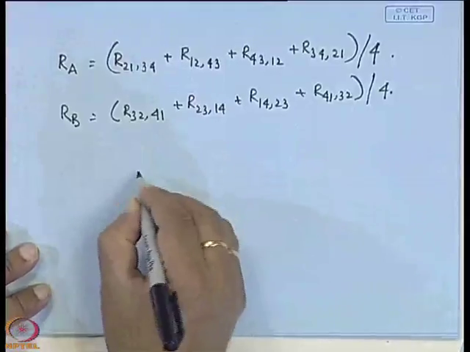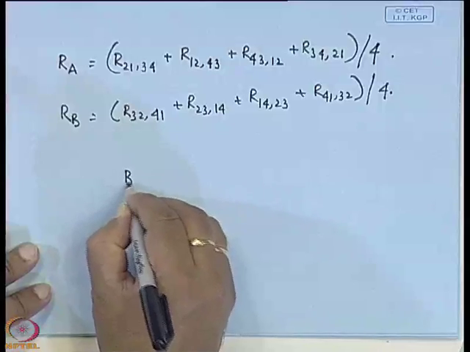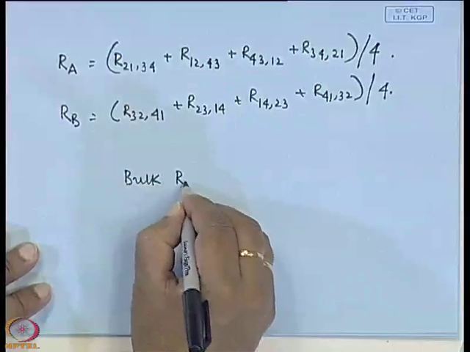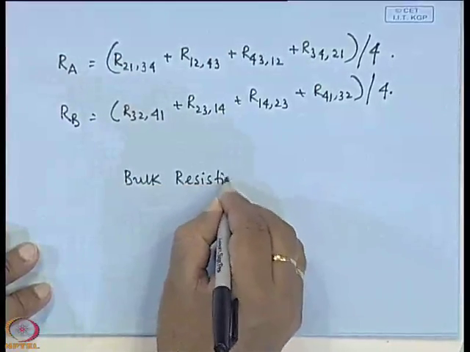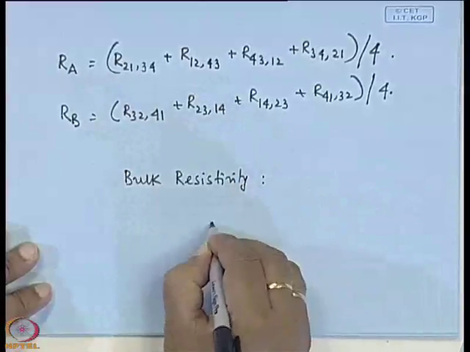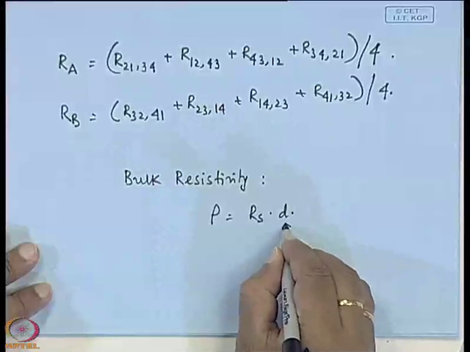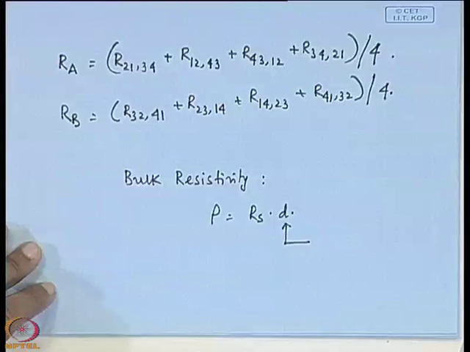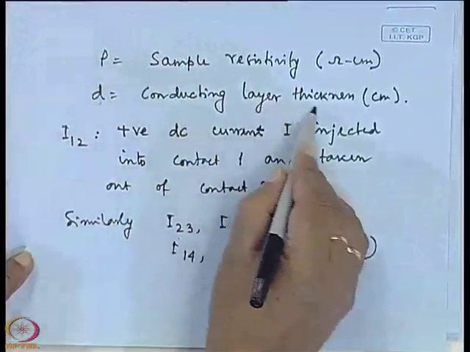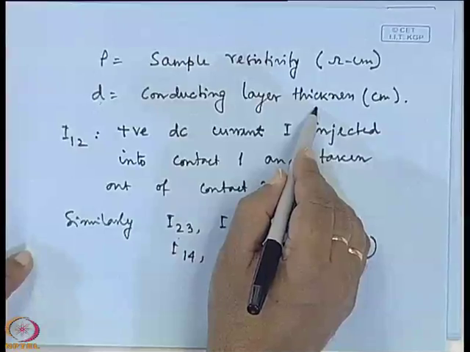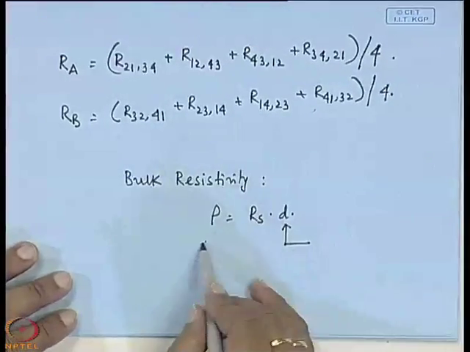Once you know Rs, the sheet resistance, then the bulk resistivity rho equals Rs into d. d is the thickness of the layer. You see that d is the conducting layer thickness. So, if you know d, you can measure the bulk resistivity.